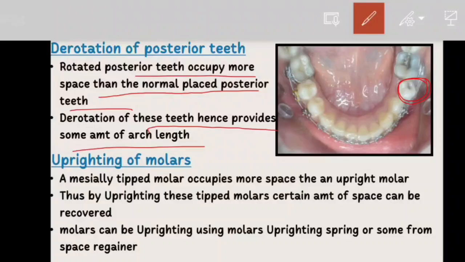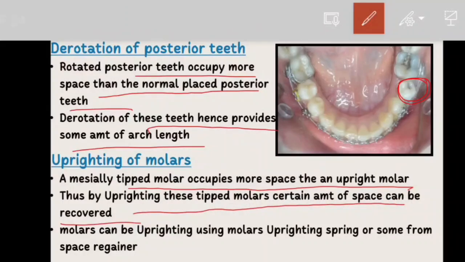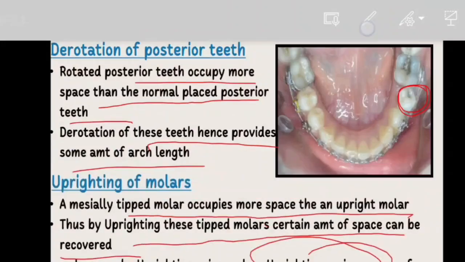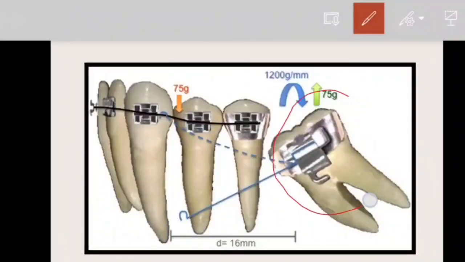So now next one is uprighting of the molar. So here a mesially tipped molar occupies more space than the upright molar. So thus by uprighting these tipped molars, a certain amount of space can be recovered, and molars can be uprighted using the molar uprighting spring or some space regainer. Okay. So this is a mesially tilted molar where it occupies more space. So which occupies more space, tilted or upright molar? It is this tilted molar. Okay.